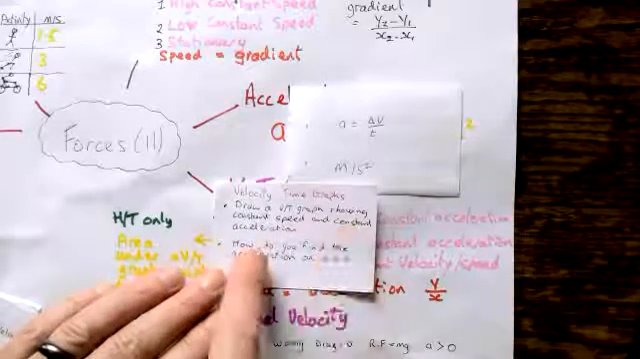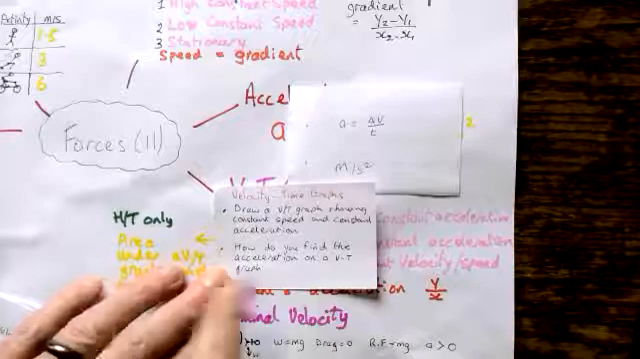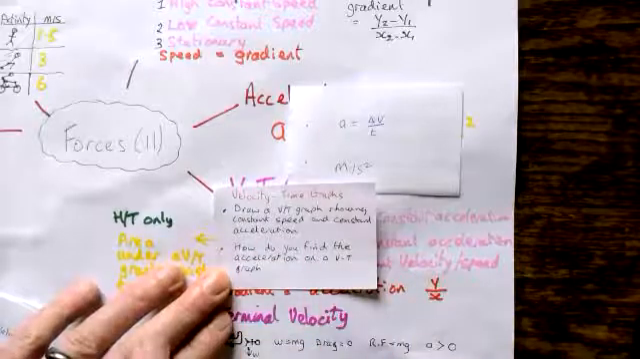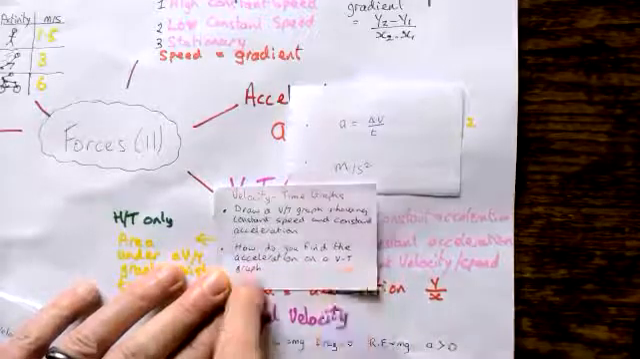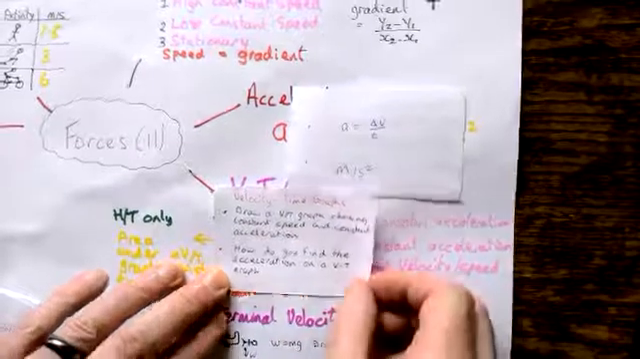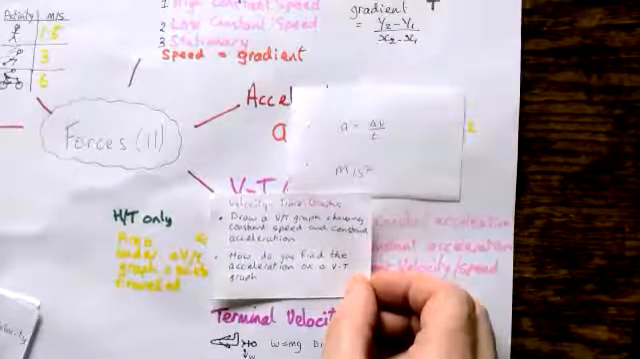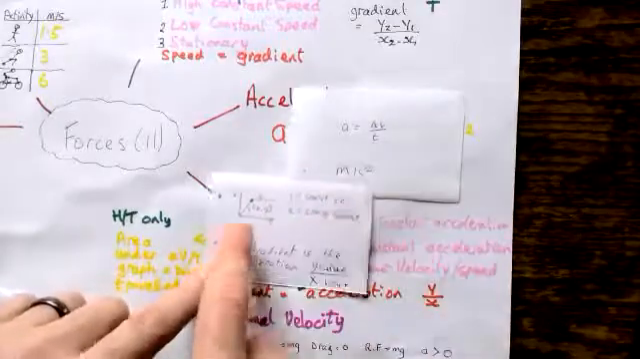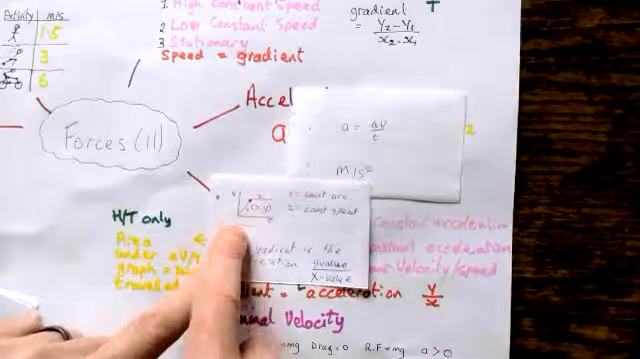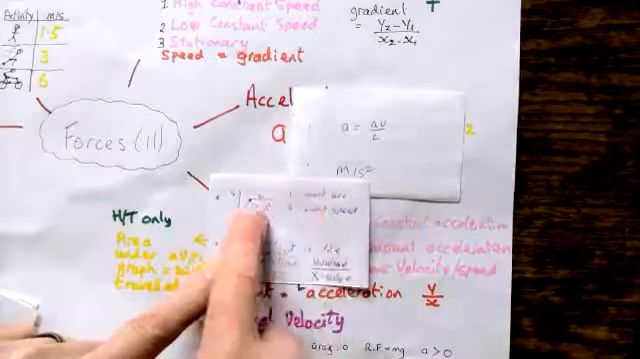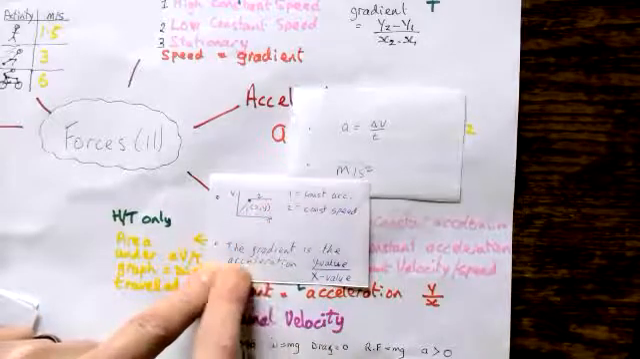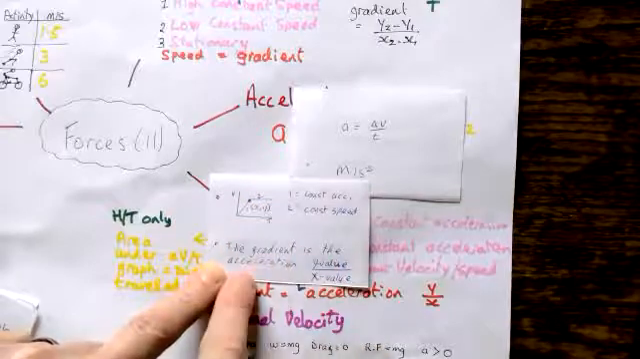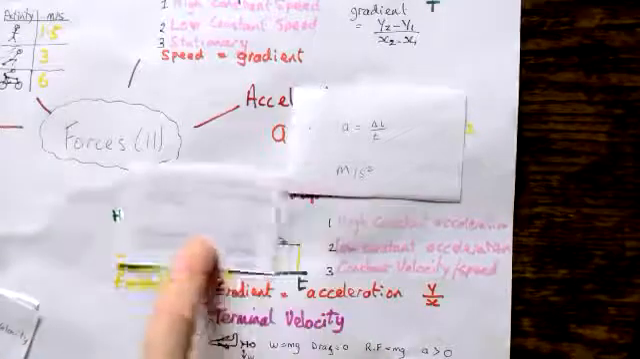Draw a velocity time graph showing constant speed and constant acceleration, because that's what you need to know from your velocity time graph. How do you find the acceleration on the velocity time graph? Try and answer the question. When you put your answer down, you can check. Have I written the answer correctly? So 1 is constant acceleration, 2 is constant speed. The gradient is the y value over the x value, and the gradient is acceleration.